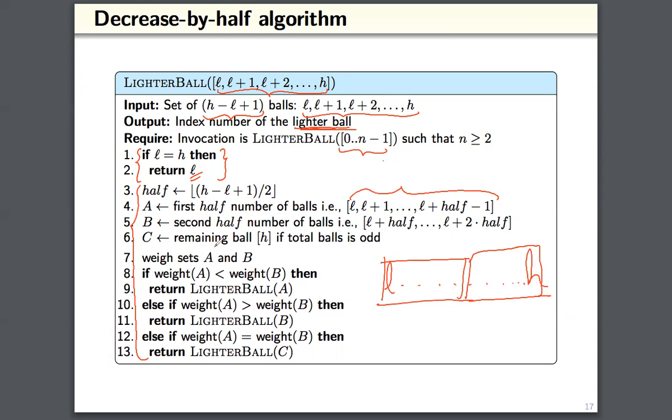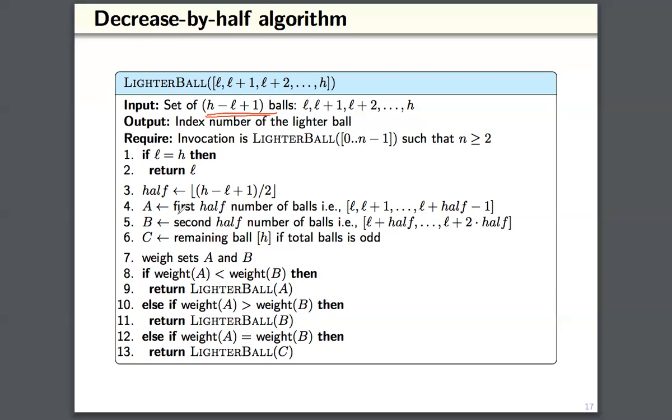And what about C? If the number of balls here is odd, then there will be one extra ball, right? Because you are splitting this into two. If the number of balls itself is even, then C will be empty, right? C will be empty. There is no extra ball. Extra ball will always be there if the total number of balls is odd. If it is even, there is no extra ball. Okay. Now we weigh sets A and B, right? We weigh sets A and B.